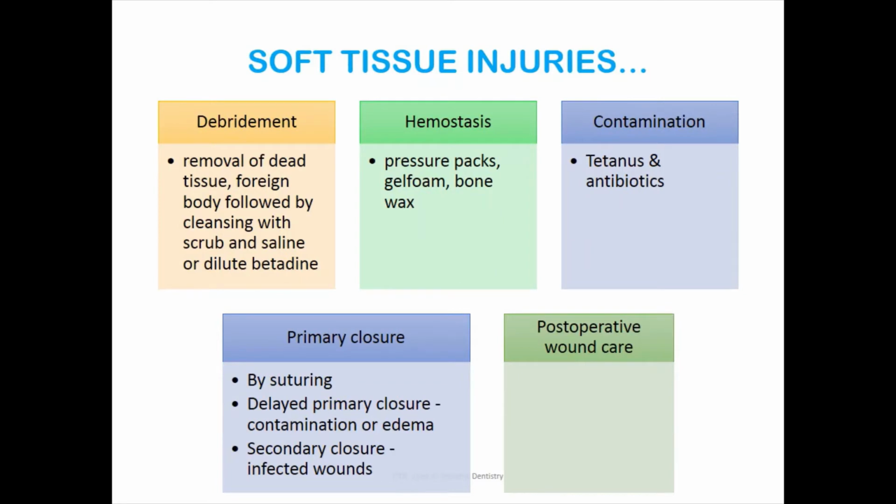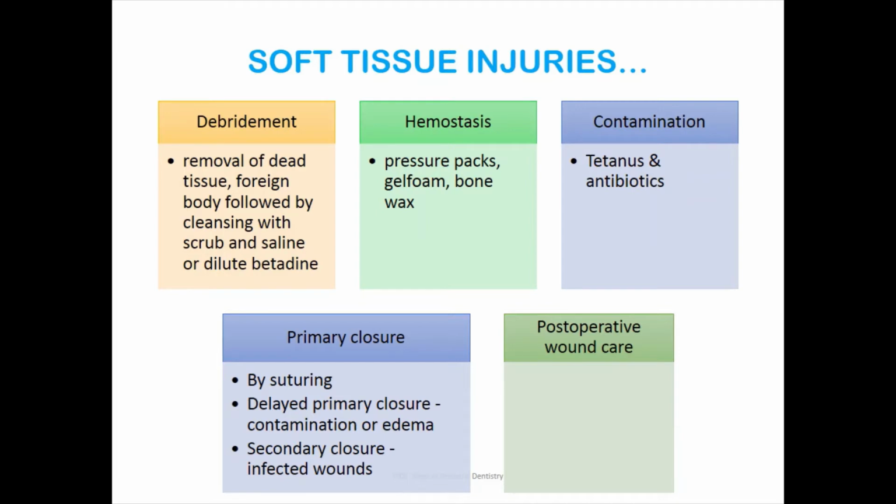So how do we manage these soft tissue injuries? We manage by debridement, hemostasis, management of any contaminated wound, then the primary closure and post-operative wound care. So in debridement, what do we do? We remove any dead tissue, any foreign body objects, followed by cleaning with scrub and saline or dilute betadine.